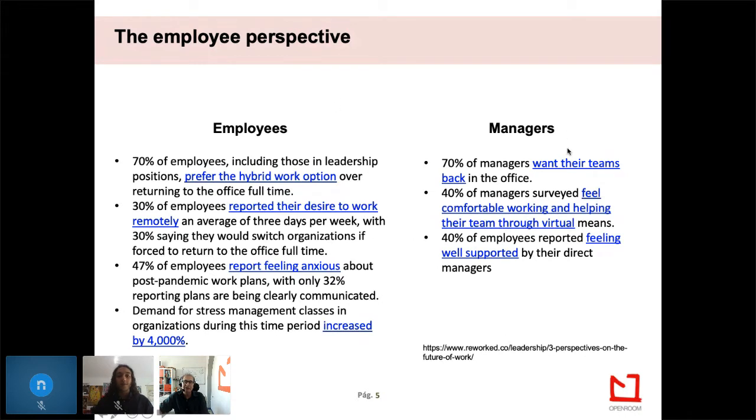And from the other side, you can see here that managers are also looking for more clarity. 70% of managers want their team back in the office, and this is a confrontation between two different models. Only 40% of managers feel comfortable working and helping their team through virtual means. That means 60% are not really comfortable with this new hybrid environment that we are living, and only 40% of the employees reported feeling supported by their direct managers. So there is a gap here, and this is something we need to solve in the near future, because the hybrid model will be here to stay.